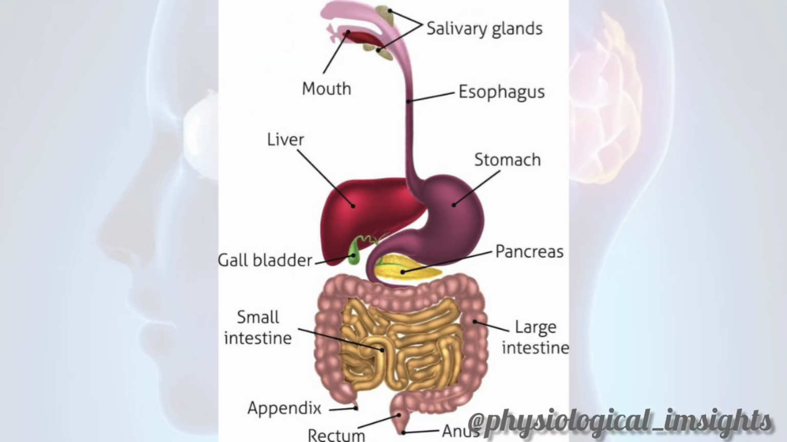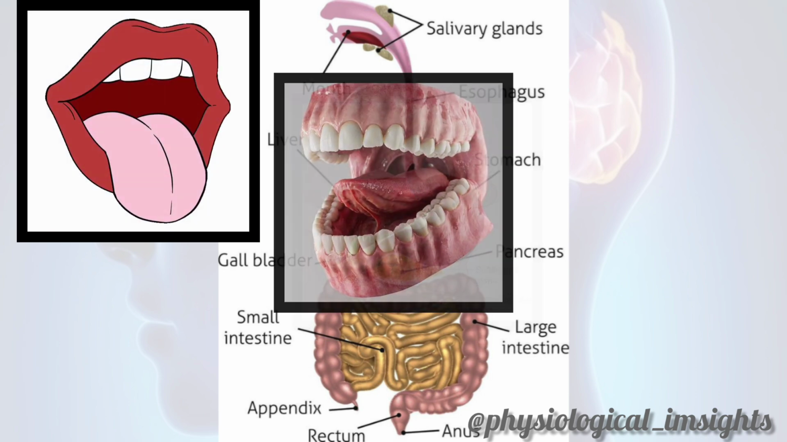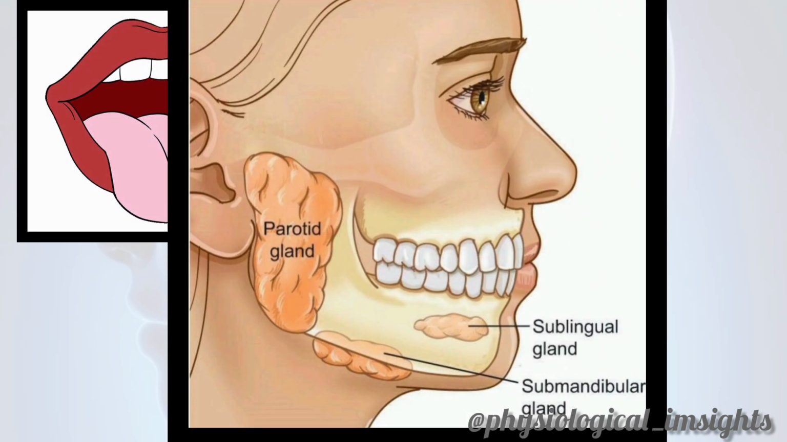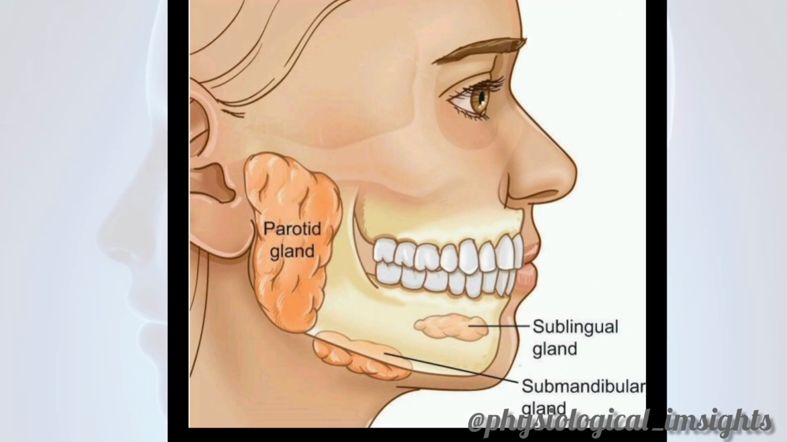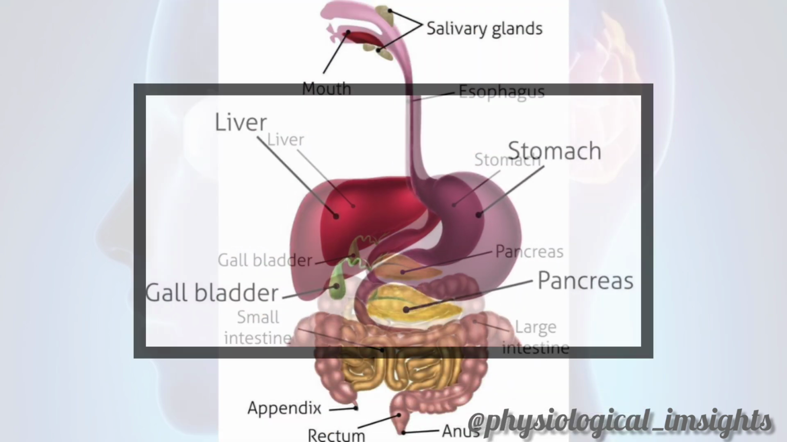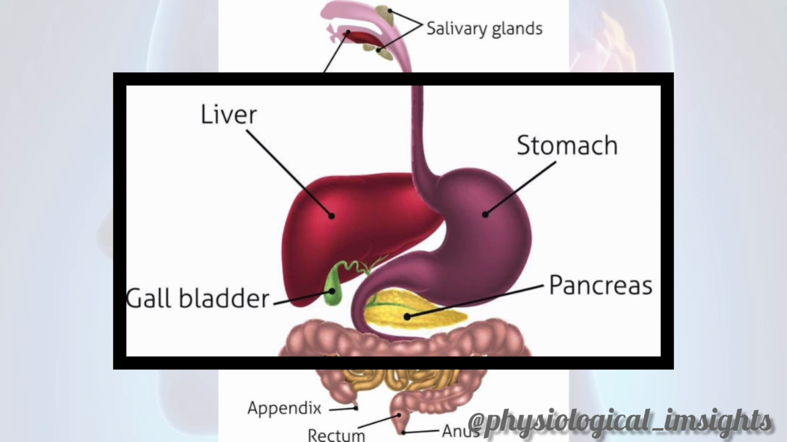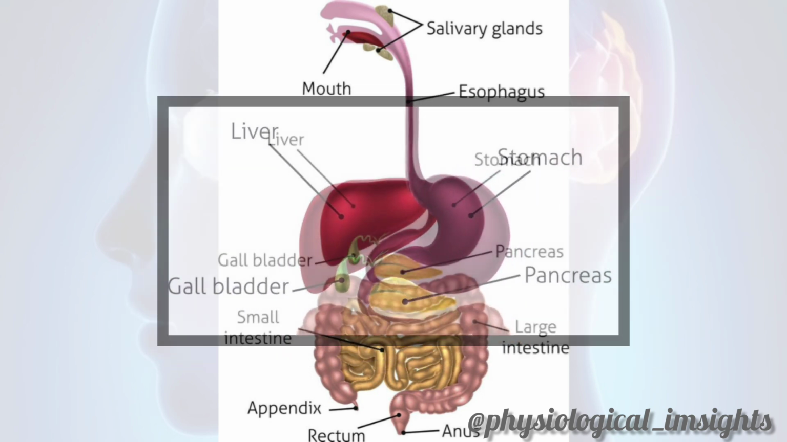While for the accessory organs we have the tongue, teeth, salivary glands, which are 3 of them: the parotid gland, submandibular gland and the sublingual gland. We also have the liver, gallbladder and pancreas as part of the accessory digestive organs.